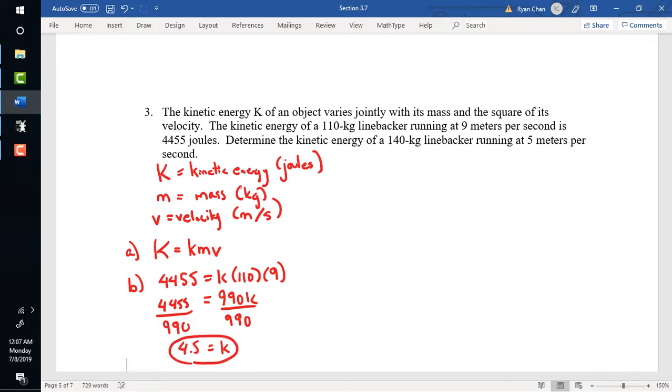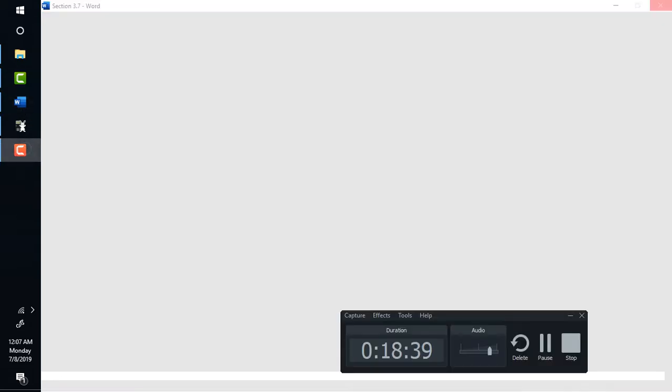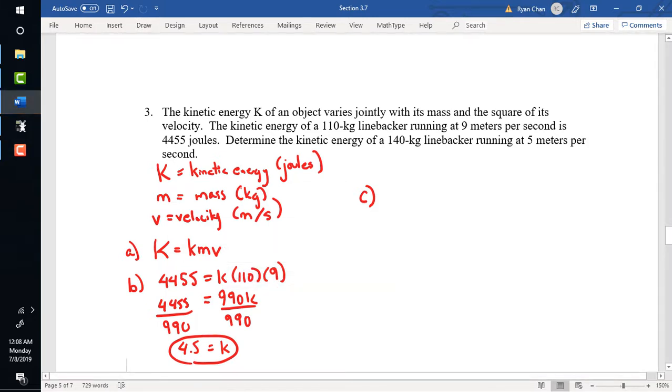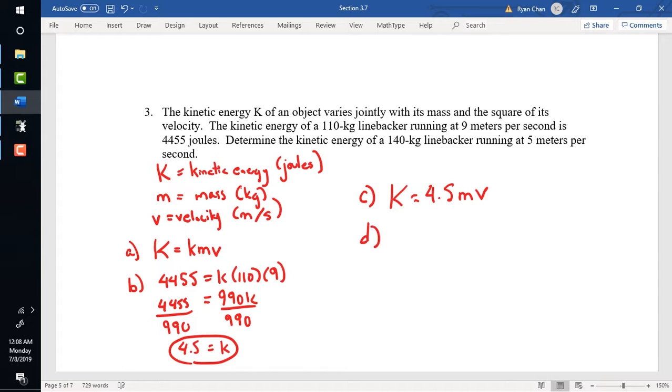And then once again I do the same 4-step formula right here. Okay? So it's going to look like this. K is equal to 4.5 times m times v. And then I look at the last sentence, and that kind of helps us out. So determine the kinetic energy, large K, of a 140 kilogram linebacker. So 4.5 times 140 times 5.